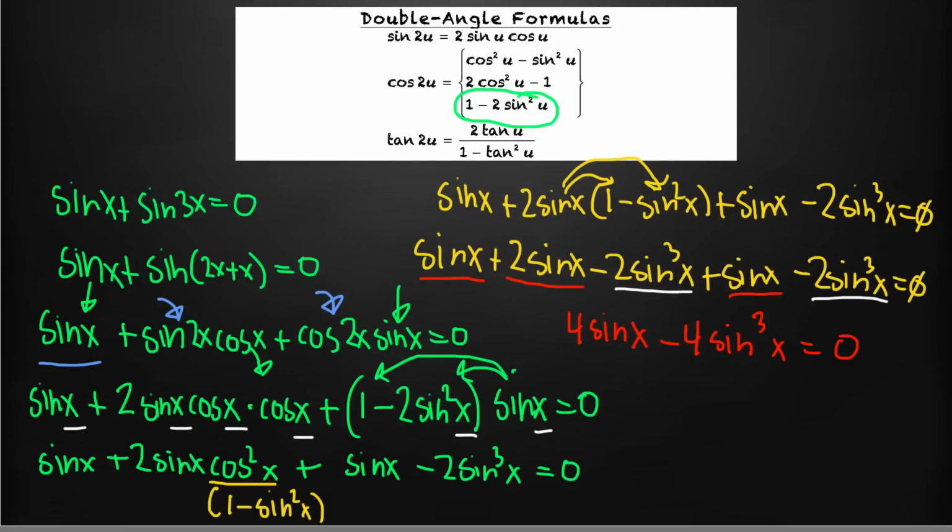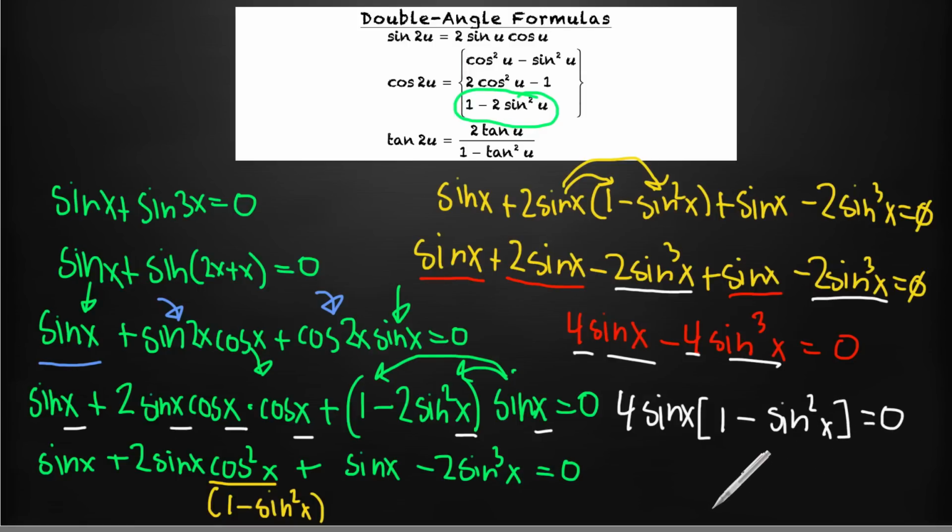Well, I see some greatest common term. They both have a 4 and they both have a sine. So I can factor out a 4 sine of x. And that's going to leave me with 1 minus sine squared of x equals 0. And now we're going to set both of these equal to 0. So we're going to have 4 sine of x equals 0. And then we're going to have 1 minus sine squared of x equals 0.